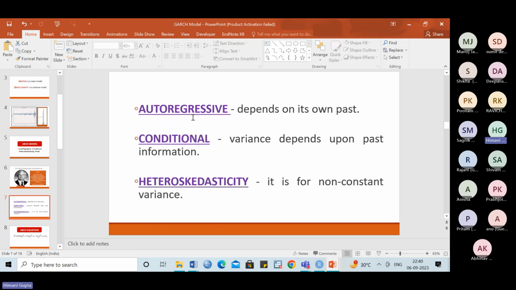Autoregressive means depending on its own past. We have learned previously that if the fluctuations are more, the next day also fluctuations are more. Conditional means variance depends upon its past information, and heteroscedasticity means non-constant variance. Hetero means different, scedasticity means variance, so different variance is there at different points of time. Why is different variance there? Because the condition is that it is depending on its past. So that's why we named it autoregressive conditional heteroscedasticity.